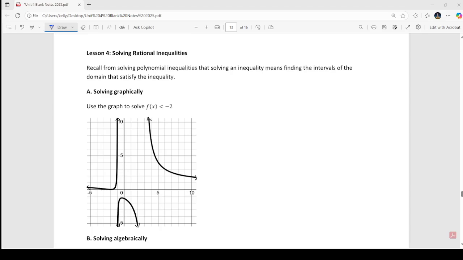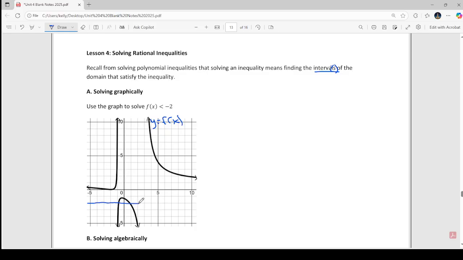In this video, we are going to solve rational inequalities. So remember from polynomial inequalities that solving an inequality means finding the interval or intervals of the domain that satisfy the inequality. We can use a graph to solve. I should have said that this is equal to f of x. So when is this graph less than -2?